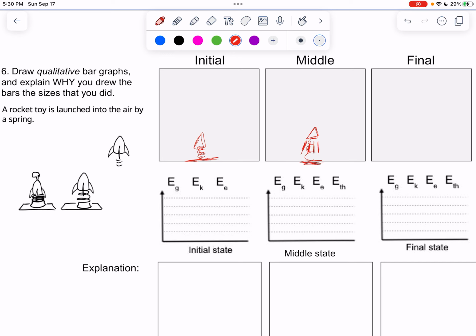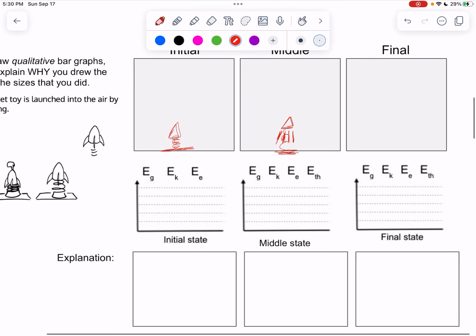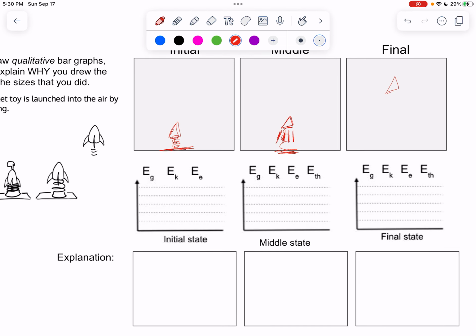Like if you've ever spring-loaded a dart gun or something, it's going to be the fastest just as it leaves that spring, okay? So then I'm going to say that my spring at this point is fully uncompressed and the rocket is just starting to move up. And then in this picture, it looks like the rocket's still moving, so I'm going to give it a little bit of motion still. It's not all the way to the top, okay?